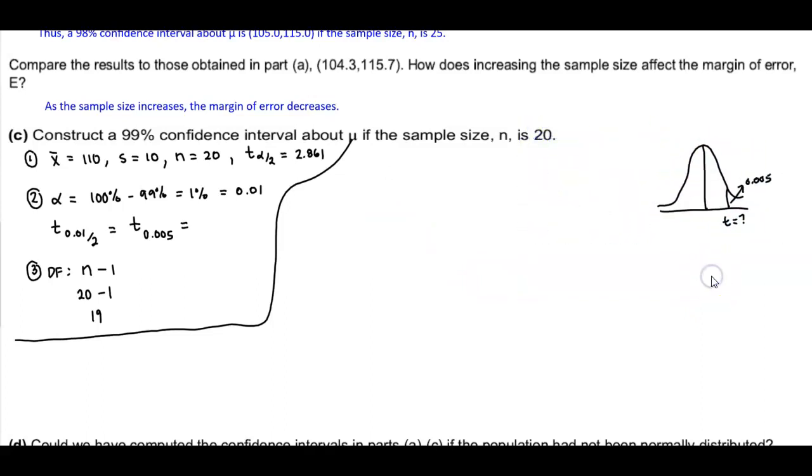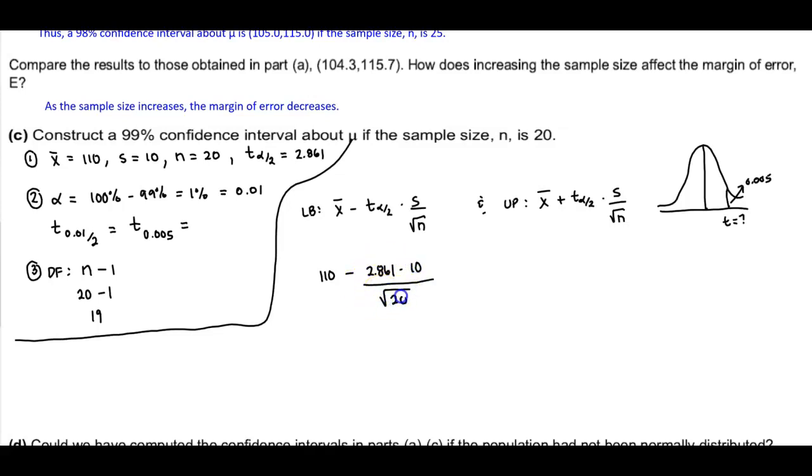Okay. Now let's go ahead and determine what our upper and lower bounds are. Recall that our lower bound formula is taking the mean and then subtracting the critical value times the sample standard deviation divided by the square root of n. And the upper bound is taking the sample mean and then adding the critical value times the sample standard deviation divided by the square root of n. So we have 110 minus the critical value, which is 2.861, times the sample standard deviation of 10 over the square root of the sample size in our problem, which is 20.